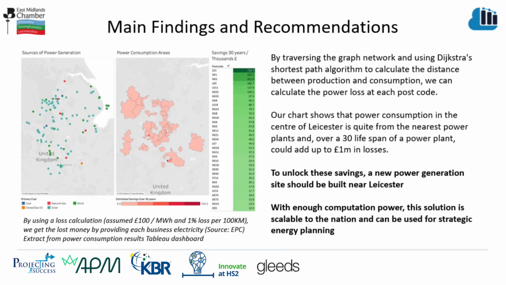But that result was that we were able to assess how much money was being lost per year by positioning businesses away from power generation facilities. This chart here shows us some of the potential money that could be earned through savings if we were to build a power generation facility near Leicester. We're looking at £1 million over a 30-year lifespan. With enough computation power, you could scale this across the entire country and start making strategic planning for the United Kingdom to reduce losses across the national grid.